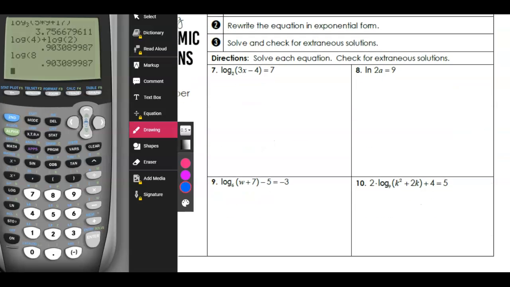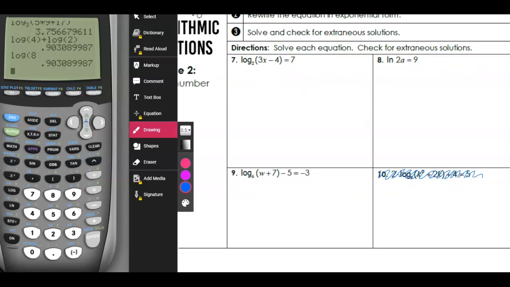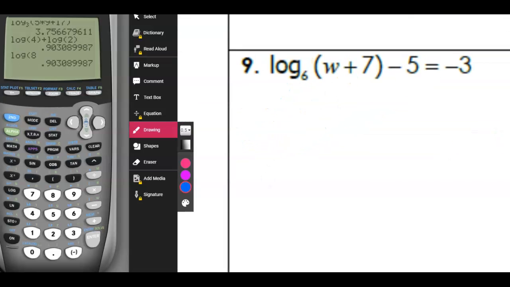Okay, now for the next type. Cross out number 10. We're not even going to look at number 10. Don't worry about it. Number 7. Well, let me do the hardest one. Let me do number 9. This should feel somewhat familiar to you because you did something similar when you found inverses.